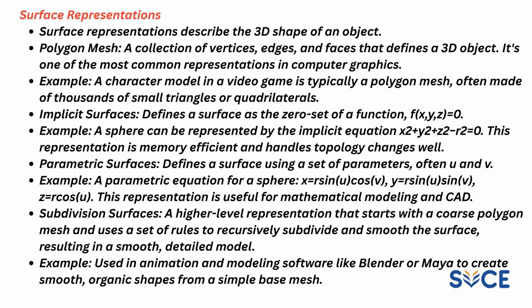For example, a sphere can be represented by the equation x² + y² + z² − r² = 0, where r is the radius. This compact form describes a sphere without needing to store thousands of vertices.